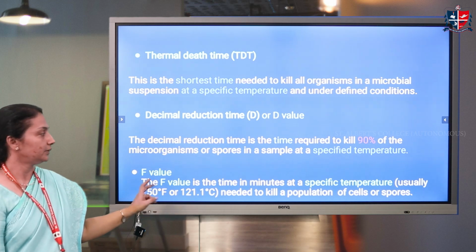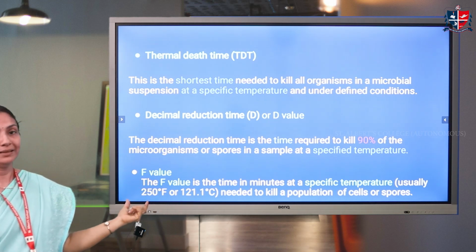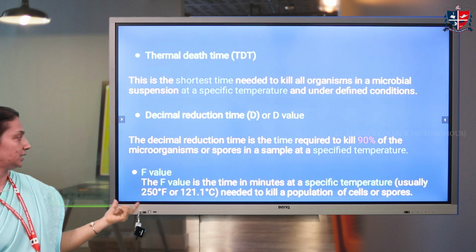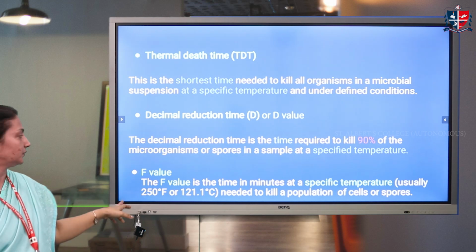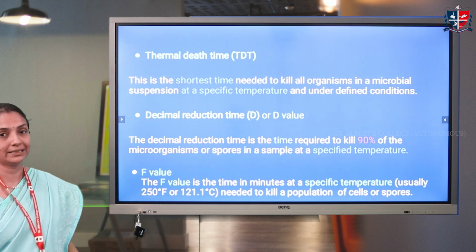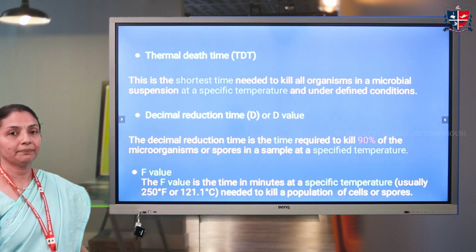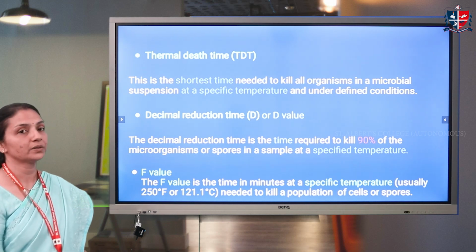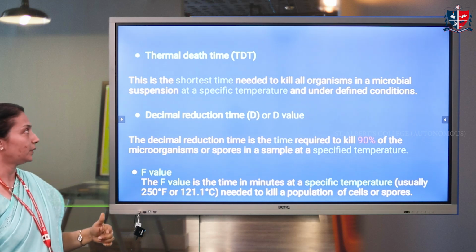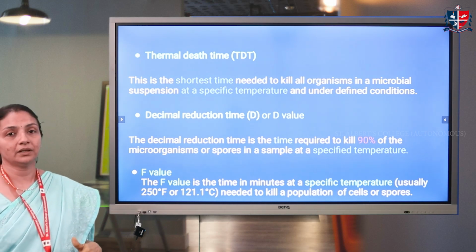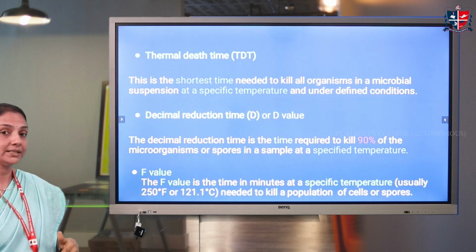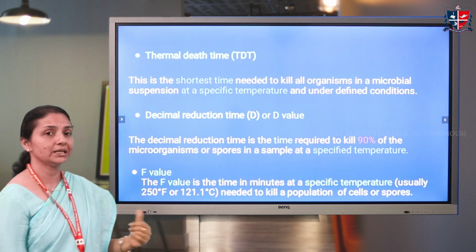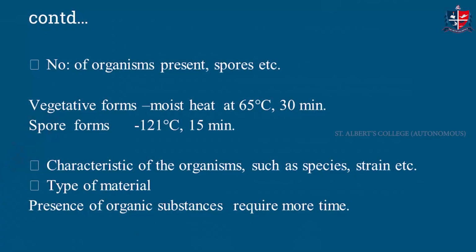Third one is F value. F value is the time in minutes at a specific temperature, usually 250 degrees Fahrenheit or 121 degrees Celsius, which is needed to kill a population of cells or spores. These values are very important in the food manufacturing industry as well as the drug manufacturing industry, but mostly in the food industry.